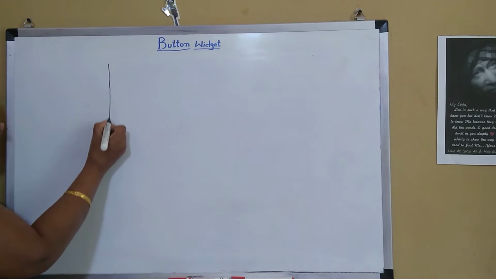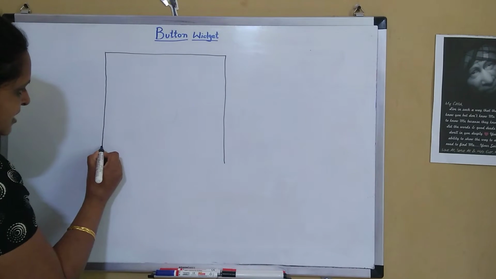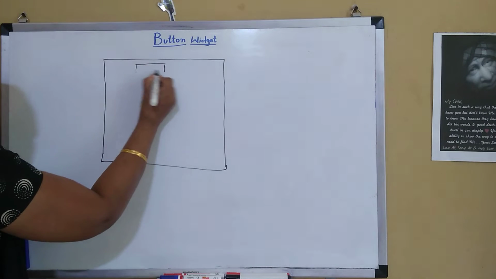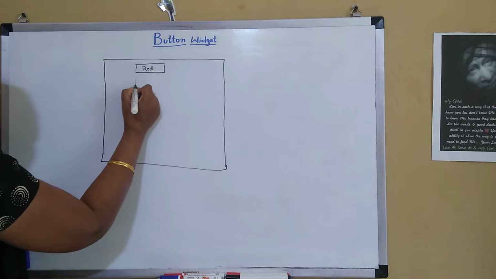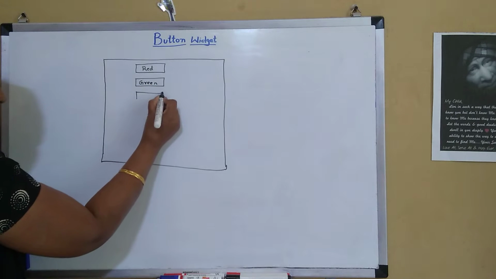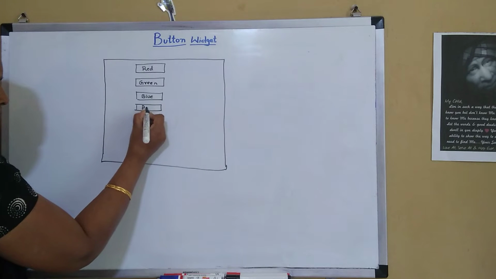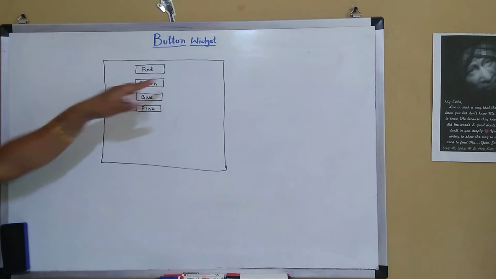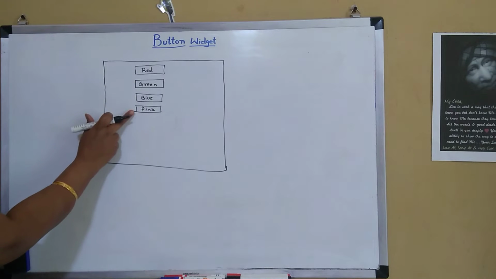Suppose I'm having a Tkinter screen. I want my output in this particular manner. I want to have a Tkinter screen and I want 4 buttons. This is red, green, blue and pink. So I want 4 buttons created on the Tkinter screen, and the text on the first button should be red, green, blue and then pink.